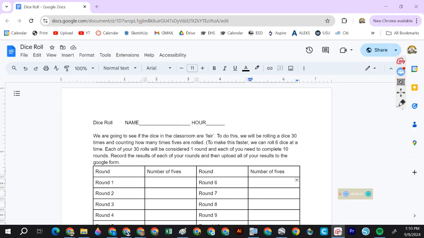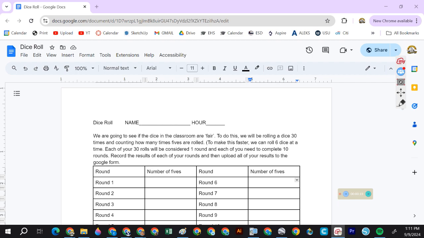Okay, guys, we are doing the dice roll worksheet. You have to roll a dice 300 times. But I'll be nice to you. I will let you roll the dice 6 at a time. So everybody takes 6 dice, and then you're going to roll those 6 dice 5 times.